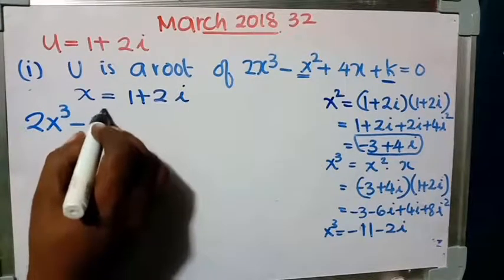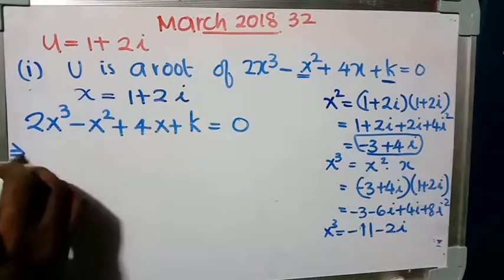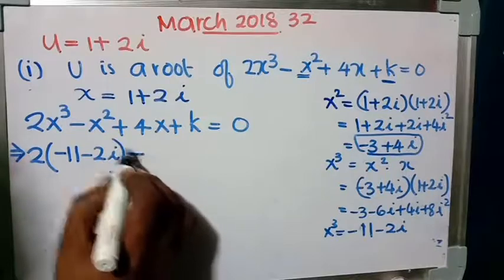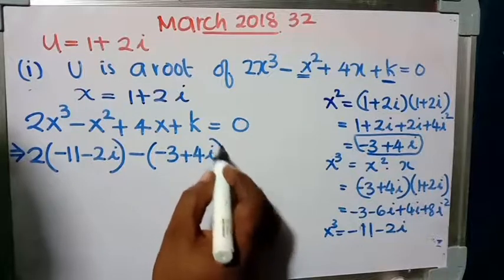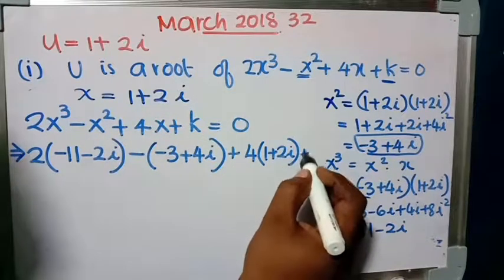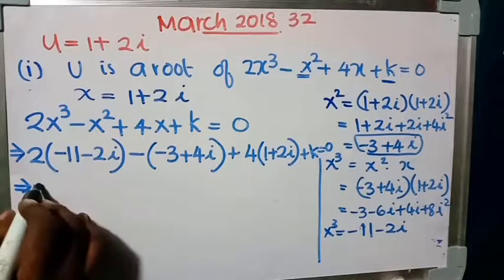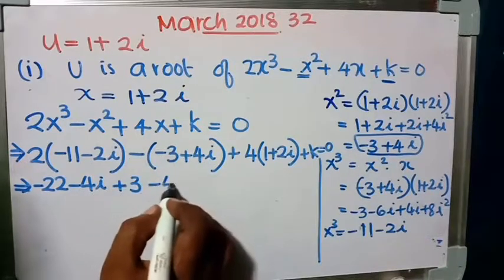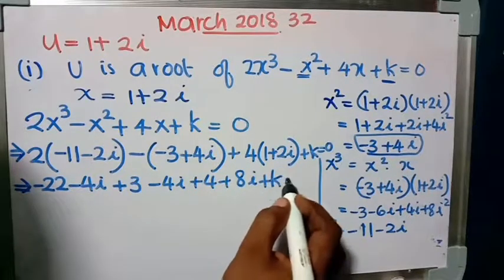2x cubed minus x squared plus 4x plus k is equal to 0. Becomes 2 of x cubed, minus 11 minus 2i, minus x squared, minus 3 plus 4i, plus 4x. X is 1 plus 2i, plus k is equal to 0, which is minus 22 minus 4i plus 3 minus 4i plus 4 plus 8i plus k is equal to 0.